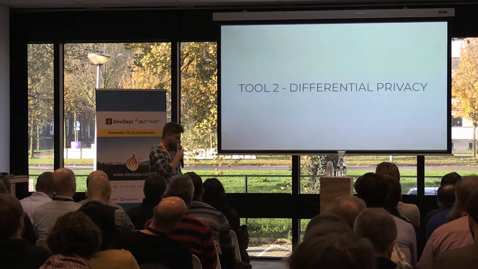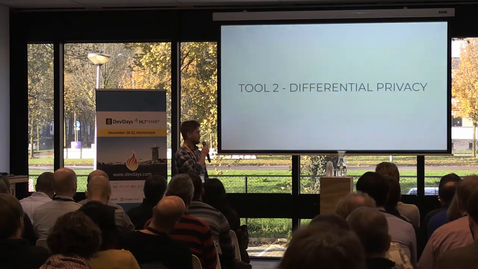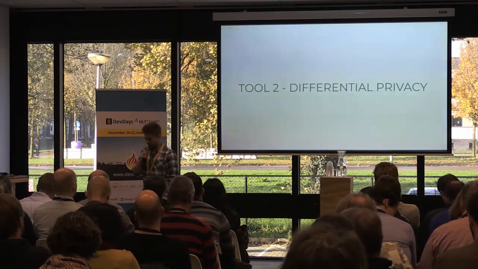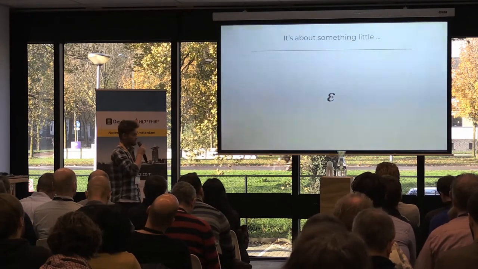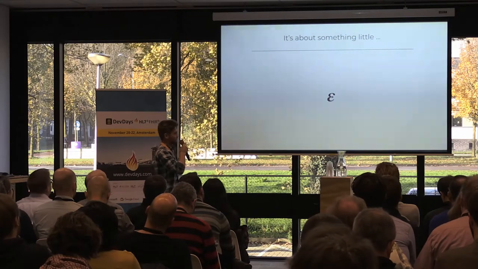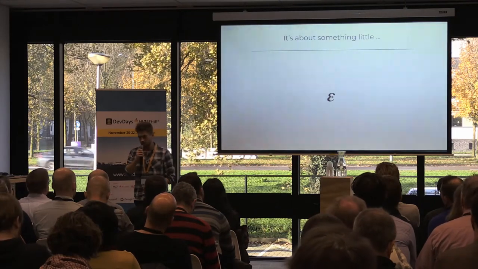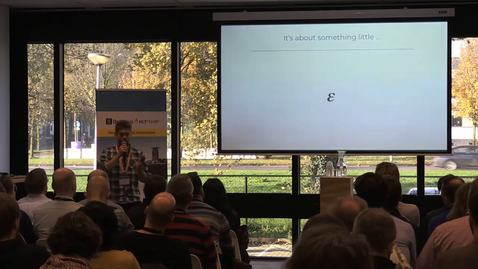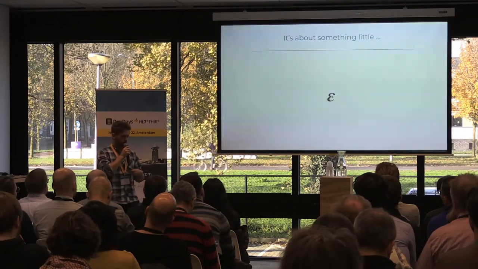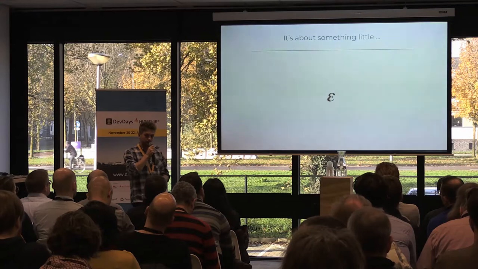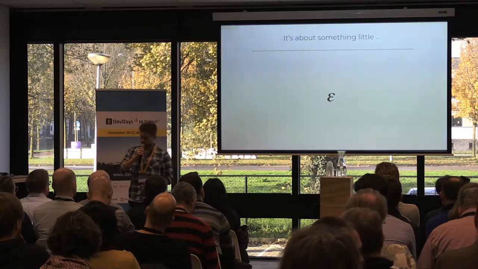So for that, second tool, differential privacy. It's very basic. The idea is one letter. It's an epsilon. It's a little something. What we want to do is to jitter a bit the results of the model to hide a bit of the information.